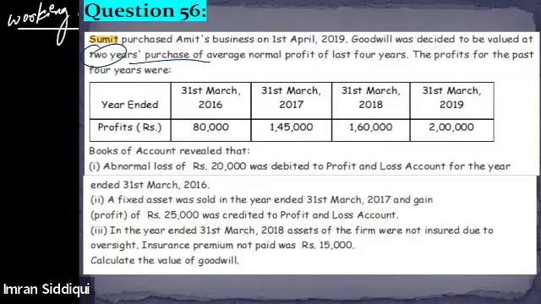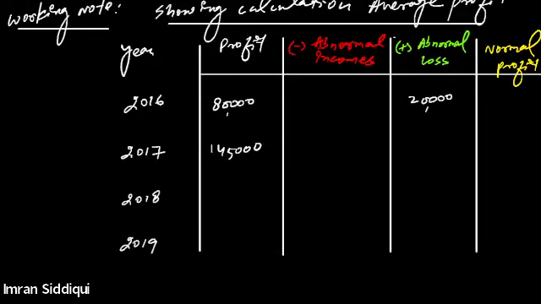Tell me, when there is a profit on sale of fixed asset, is it considered a normal profit or an abnormal profit? Abnormal profit. And because it is the abnormal profit, how do we deal with it? We subtract it. So we will go to the year 2017 and subtract 25,000. Got it? There will be no change in any other value. So this is it.